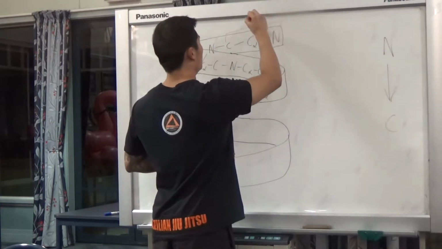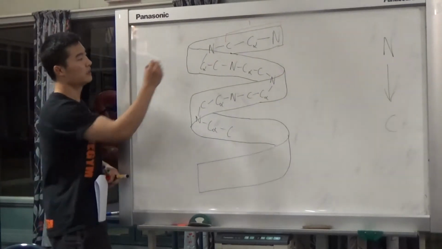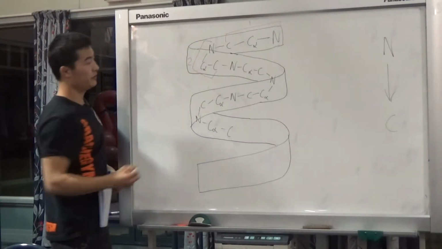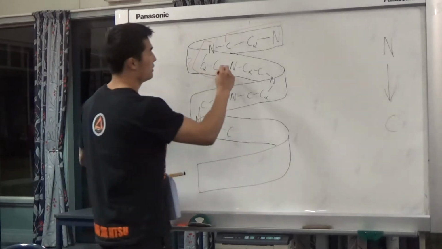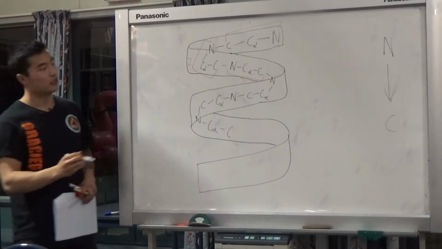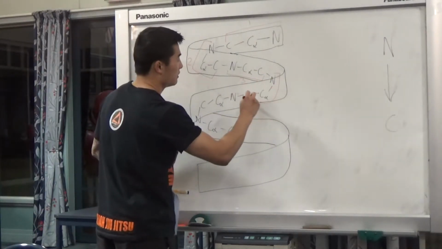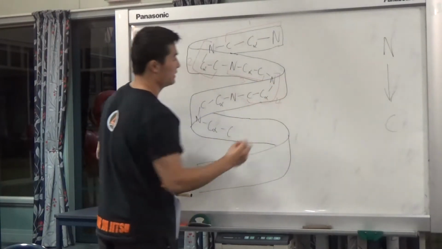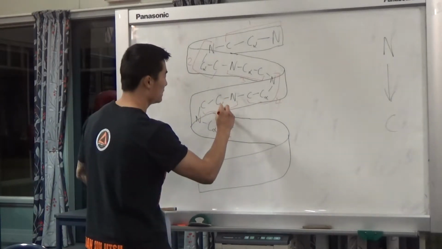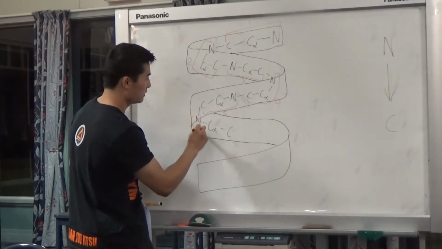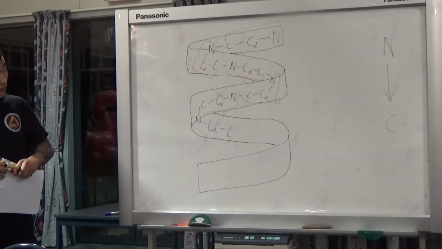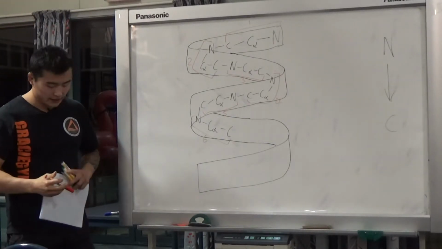This one here is residue number 1. This here is residue number 2. This here is residue number 3. And this here is residue number 4. That's number 5, and that's number 6. So you've got 6 residues here.